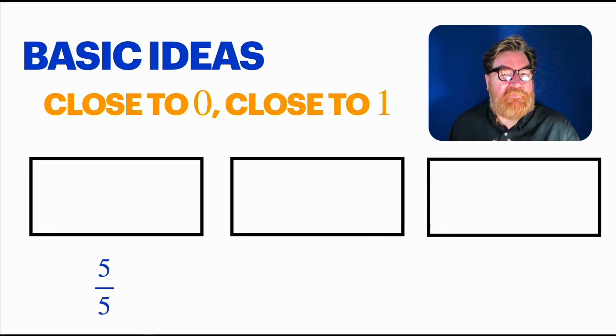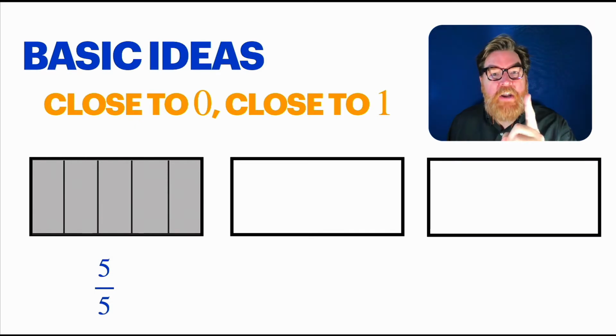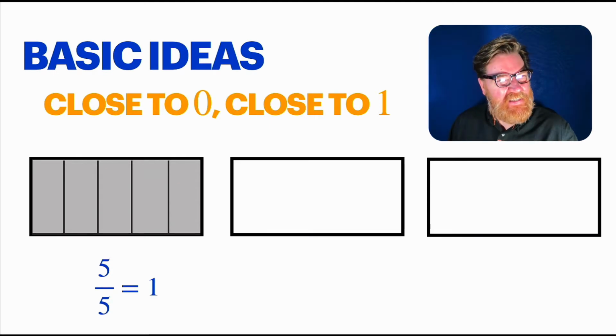What about 5/5? What do you think that means? Well, if we just do what we normally do with our fractions, take that bar, split it up into 5 equal pieces, but we keep all 5 of the fifths, well, we've got the whole bar. In fact, we've got 1 bar. 5/5 is just 1. That's a way to write 1. Making sense?